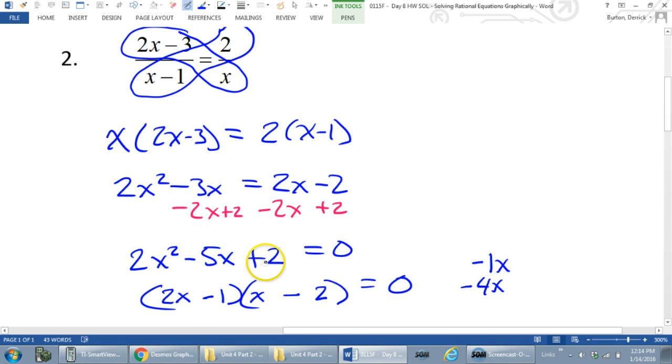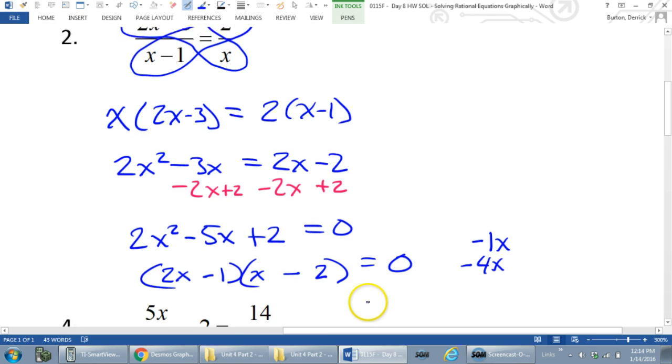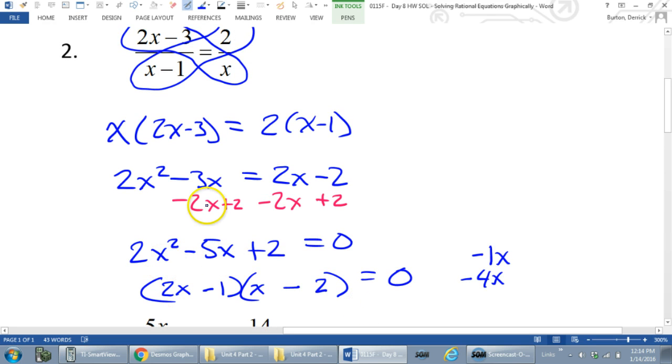And then that does give me positive 2. A negative times negative is positive. So we were able to factor it, so I don't have to use the quadratic formula. But just remember, if it doesn't factor, don't panic. Just use the quadratic formula.